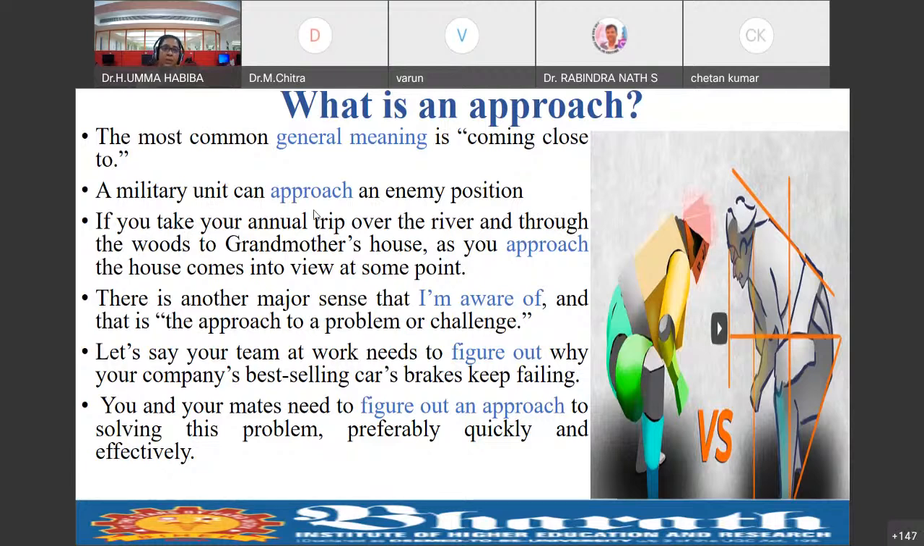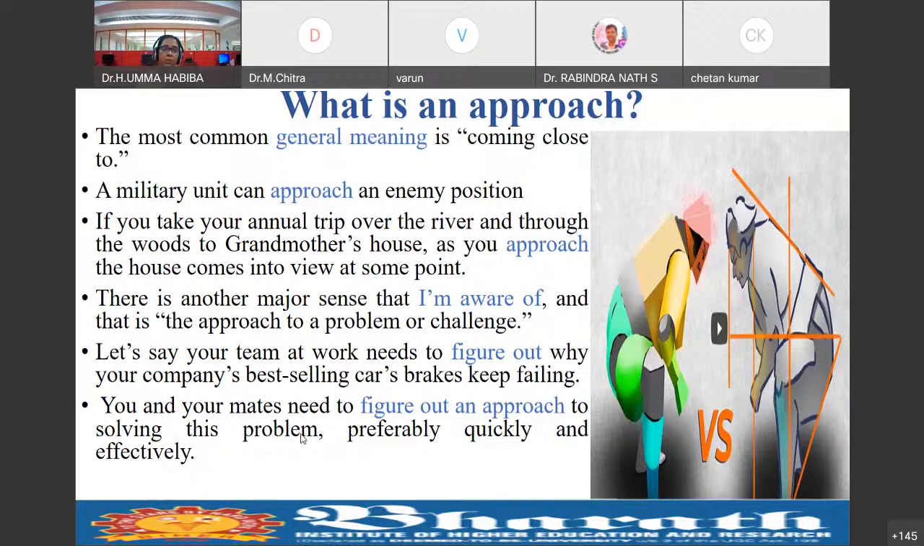For example, a military unit can approach an enemy position, we are saying, right? If you take your annual trip over the river and through the wood to grandmother's house, as you approach, the house comes into view at some point. So there is another major sense that I am aware of. And that is the approach to a problem or challenge. So let's say your team at work needs to figure out why your company's best-selling car's brakes keep failing.